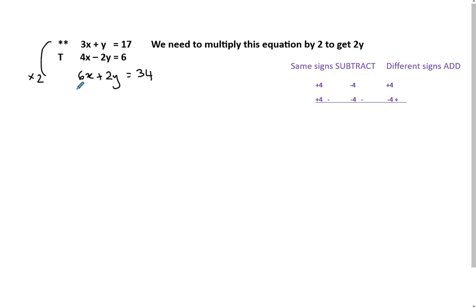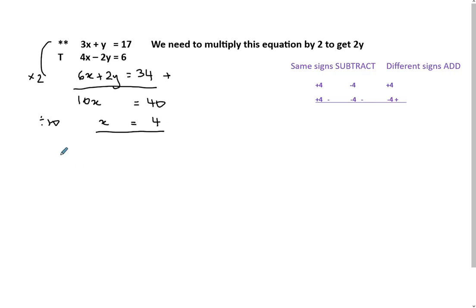Okay, now we're ready to play. And because the signs are different, we're going to add. So 4x plus 6x is 10x. You're gone. And then 34 plus 6 is 40. Divide by 10, and we get x equals 4.